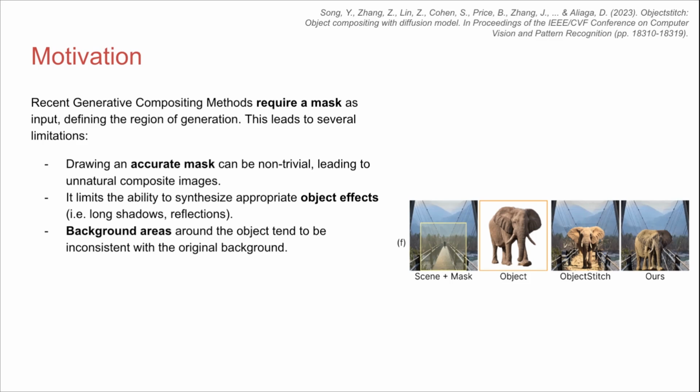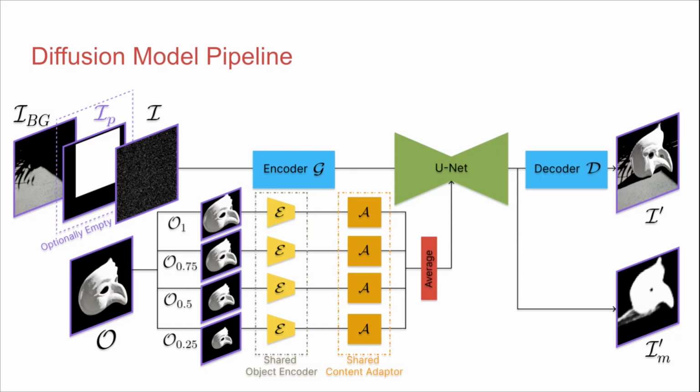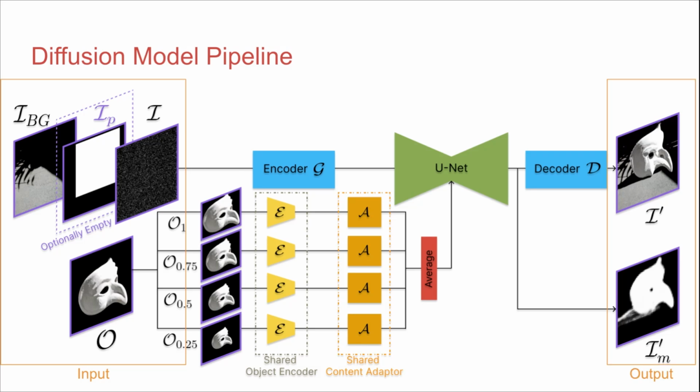Our paper addresses those limitations by introducing a novel task, unconstrained generative compositing, and proposing a diffusion-based model that performs unconstrained generation. This model accepts as input a full background image, a view of an object and an optional mask, and returns both a composite image and a binary mask indicating the generated object pixels.